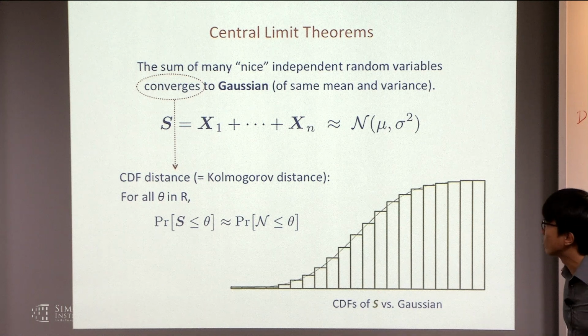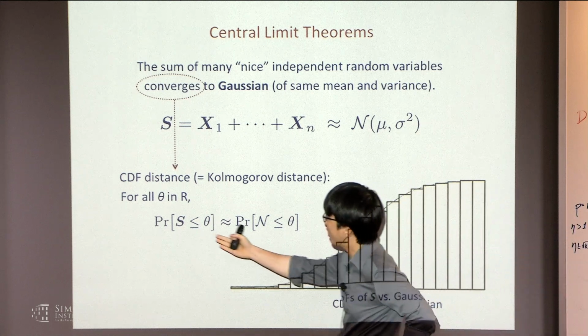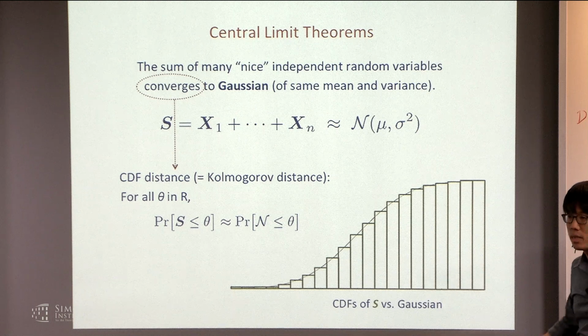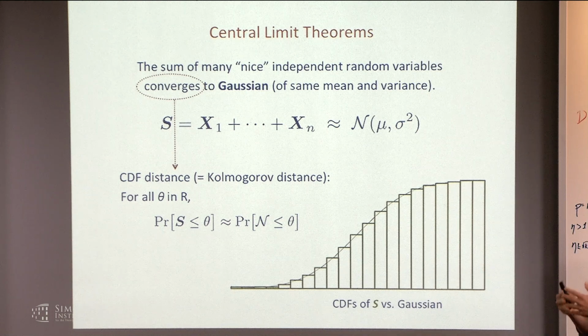There are many notions of convergence. In this talk, we'll focus on convergence in CDF distance, or Kolmogorov distance. Just the weight that S places under any threshold is roughly the same as the weight that a Gaussian places under any threshold. As we'll see, this notion of convergence syncs up perfectly with that of a half space. A half space outputs 1 if and only if the linear form evaluates to a value less than theta. So this is really the right notion to look at when you deal with half spaces.